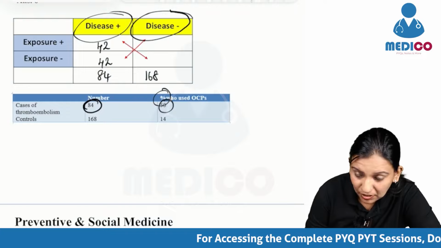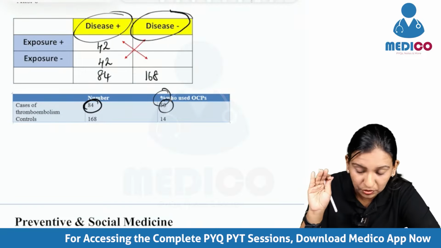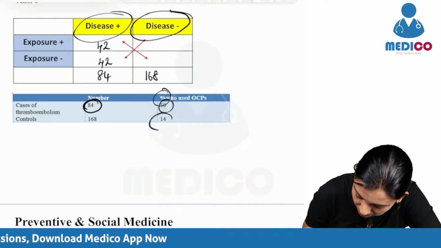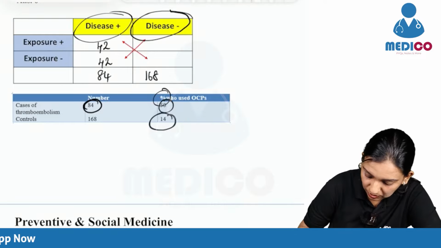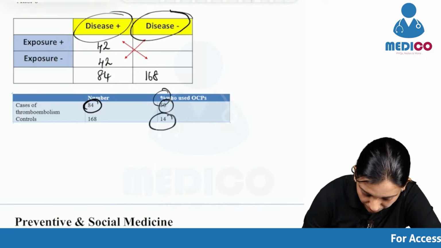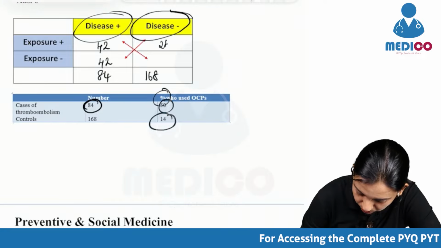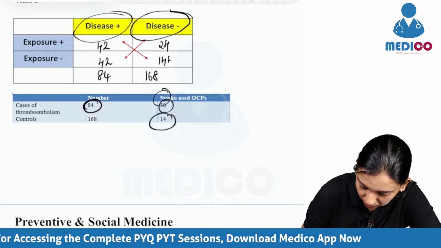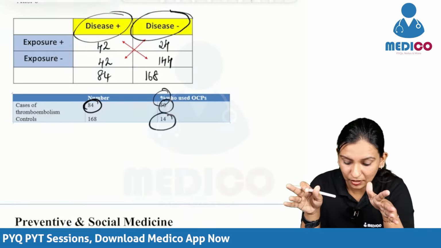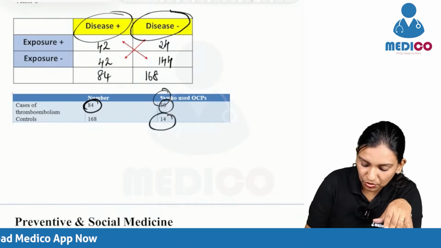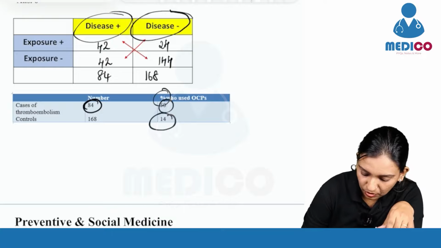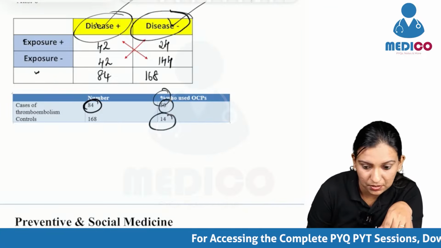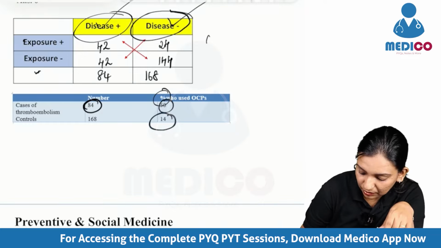In the other group, that is the control group, you had a total of 168 individuals. Out of them, 14% have used OCPs. So here it should be 24, that is 14% of 168, and the rest is 144, okay? So your main job is done. You have filled the 2 by 2 table. This column is always disease, those without the disease here, exposure present, exposure absent. Fill up the table. And how do you calculate the odds ratio?